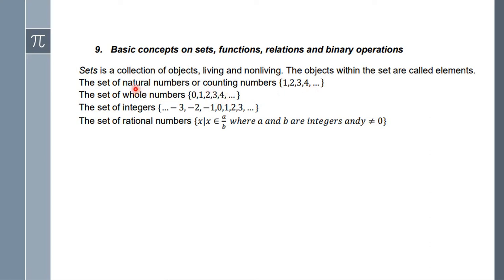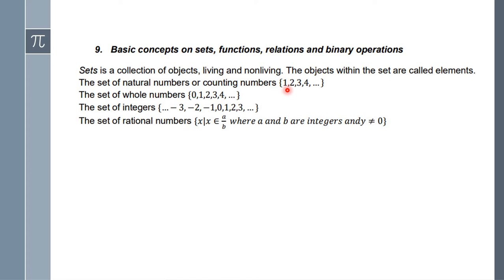And especially, I would like to emphasize this, especially for those who are taking BEEd, when you make your lesson plan, do not use the word natural numbers in elementary, because they will not understand what natural numbers means. So use the word counting numbers, but never use natural numbers. The word natural number is only introduced in grade 7. Okay, so please take note of that.